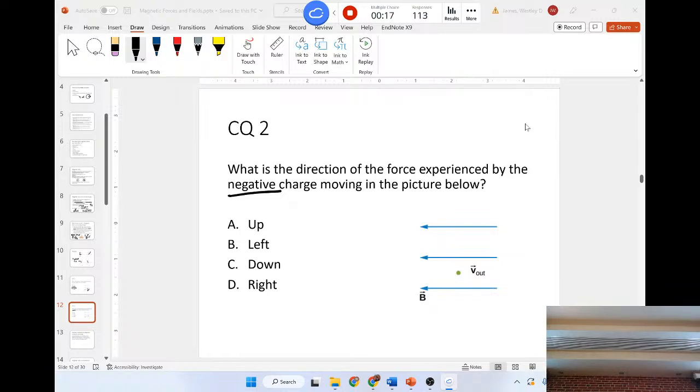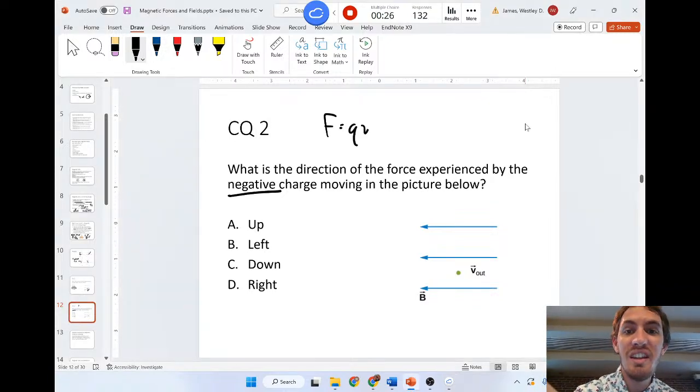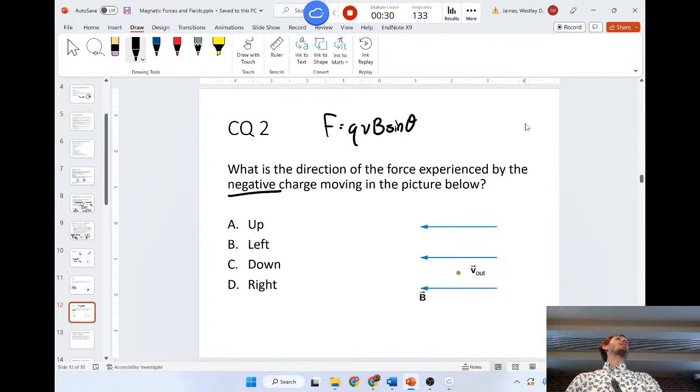Yes, sir. Is there no formula for this? No. It's the same formula. So it is F equals QV B sine theta. That will give you the strength of the force. It will not tell you the direction. Which, every time we've talked about forces, the equation never gave us the direction.